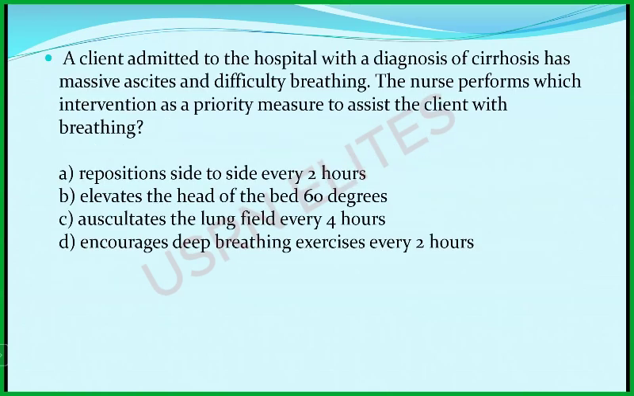Let's look at this one. I think this one is also a positive event query. So let's look at it. A client admitted to the hospital with diagnosis of cirrhosis has massive ascites and difficulty breathing. Similar to the question that I was trying to say. The nurse performs which intervention as a priority measure to assist the client with breathing? Which one?